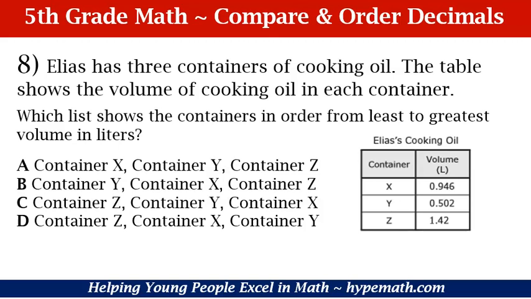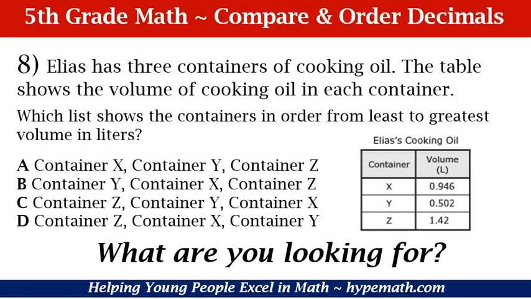So let's look at our chart. We see that for Elias' cooking oil, the containers are X, Y, Z. For X, the volume is 0.946. For Y, it is 0.502. And for Z, it is 1.42.